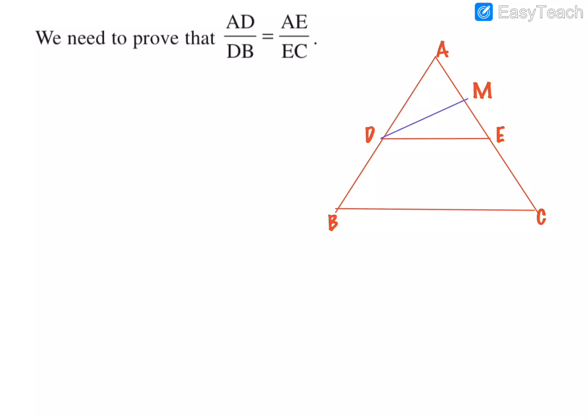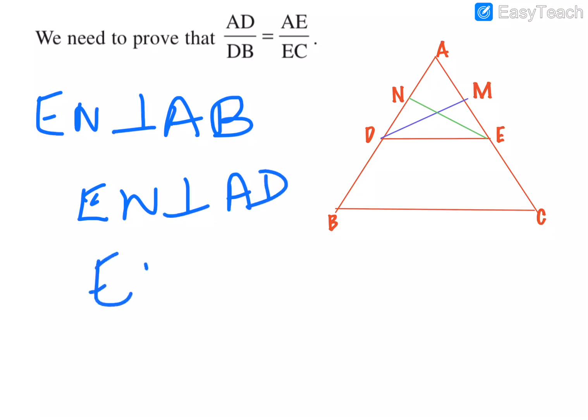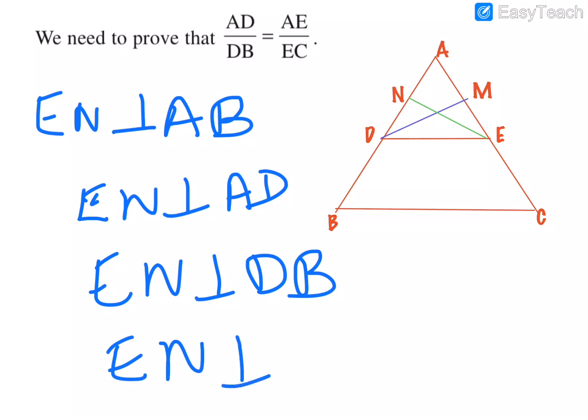And next thing is, let's draw a perpendicular from E to AB, and let's call it EN. So we have taken another line EN, and EN is perpendicular to AB. So when EN is perpendicular to AB, it's perpendicular to AD also, it's perpendicular to DB also, and it's perpendicular to overall AB also. So that is the main logic we have to remember here.